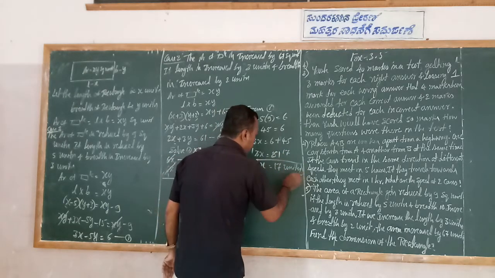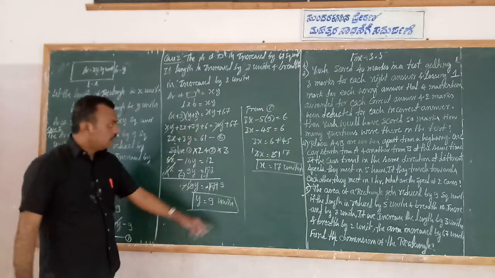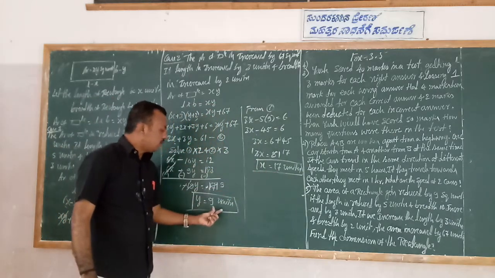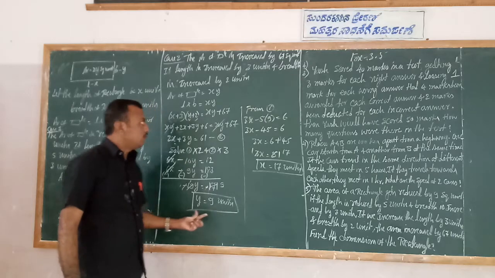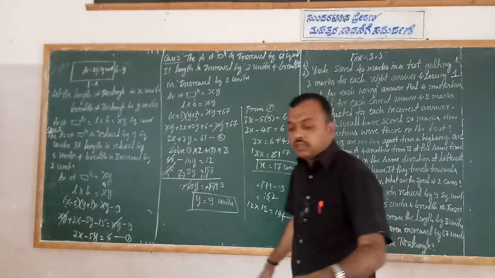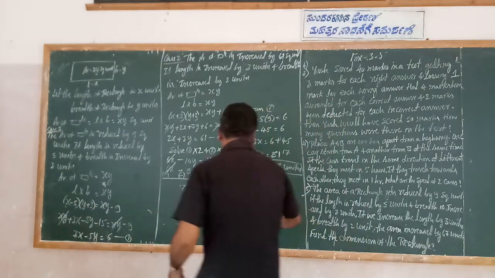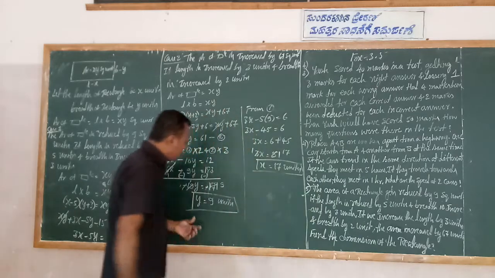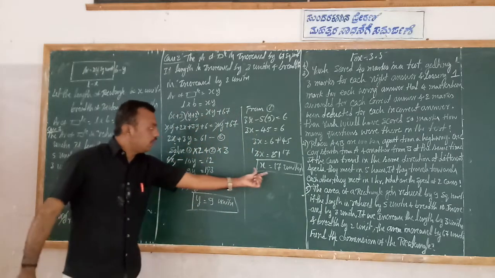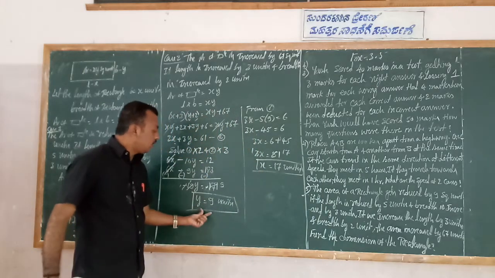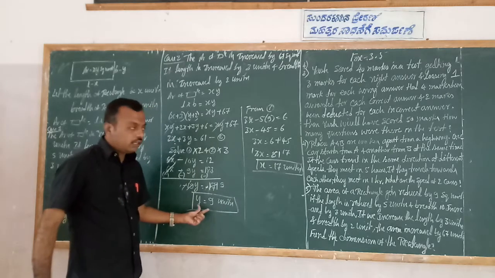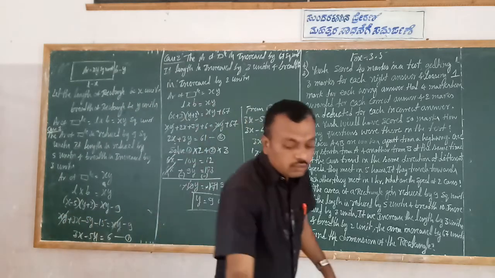See students, the length of the rectangle will be 17 units and the breadth of the rectangle will be 9 units. Finally, like this we have to solve it.